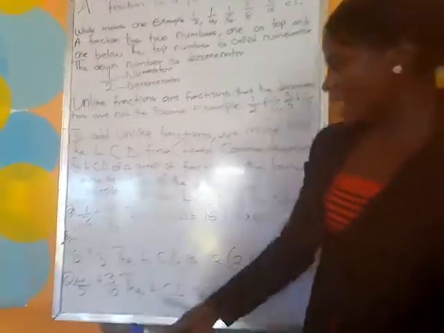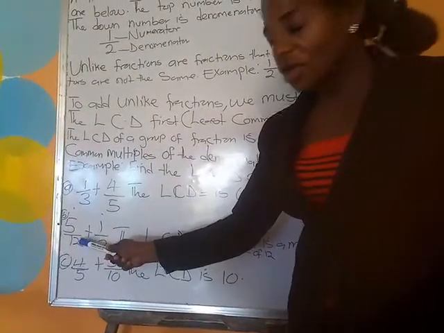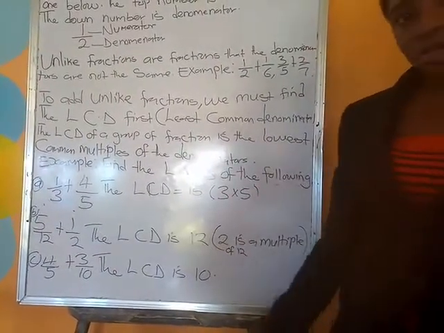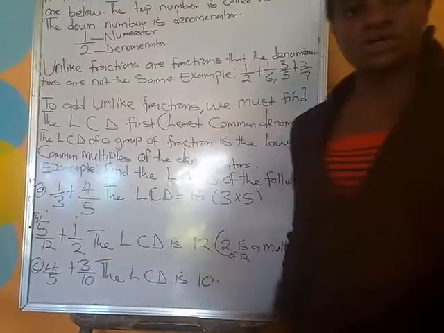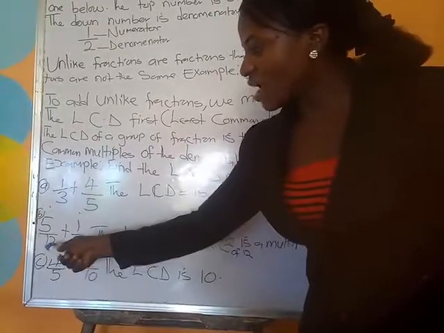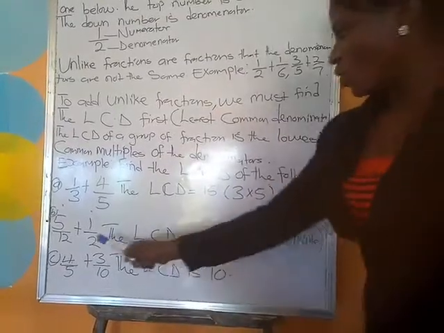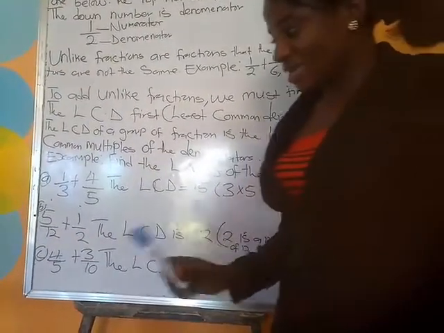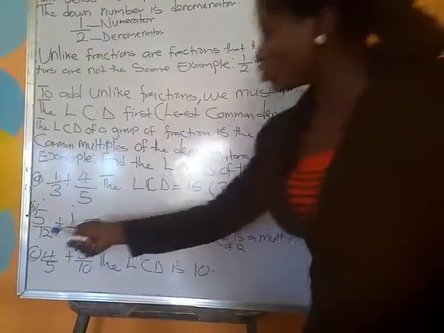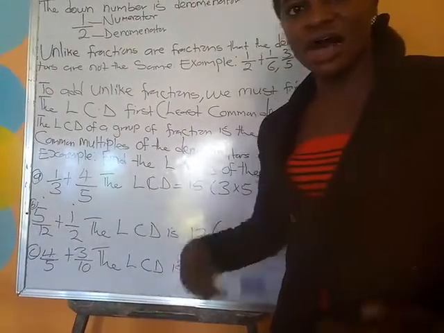Let's see another example. Find the LCD of 5/12 plus 1/2. Now to get this LCD, you must not multiply the two denominators. And the reason is 12 is a multiple of 2. So we just pick one of them, the biggest. As you remember, I said you can get your LCD by picking one of the denominators. So 12 is our LCD, and 2 can go into 12 without remainder.